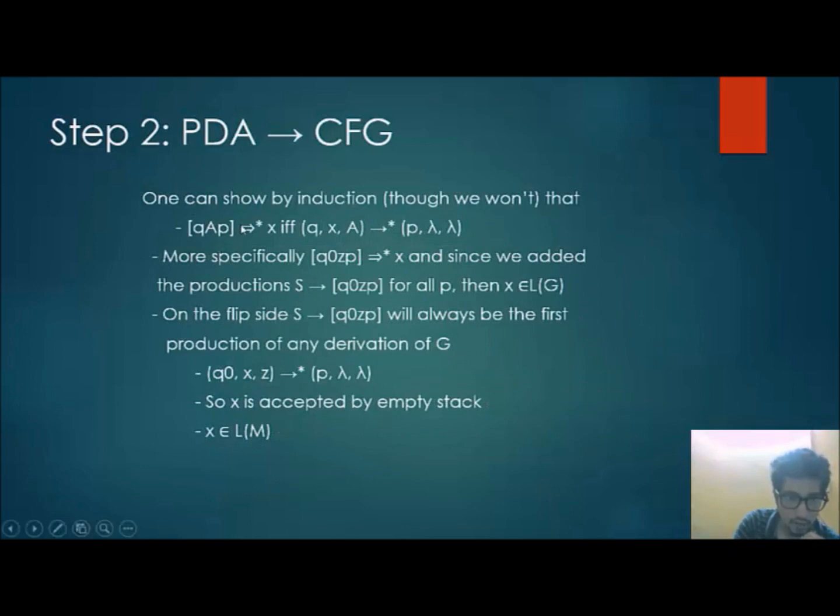Now one can show by induction what you see on your screens. More specifically, [Q0, Z, P] derives X, and since we added the productions S tends to [Q0, Z, P] for all P, then X belongs to L of G. On the flip side, S tends to [Q0, Z, P] will always be the first production of any derivation of G. Now Q0, X, Z yields P, lambda, so X is accepted by empty stack, X belongs to L of M.